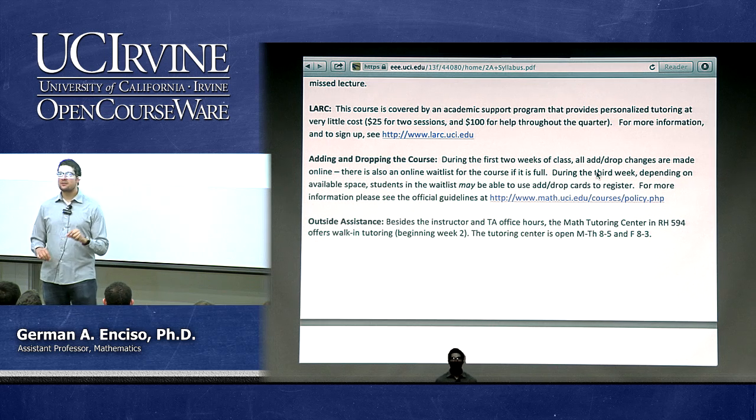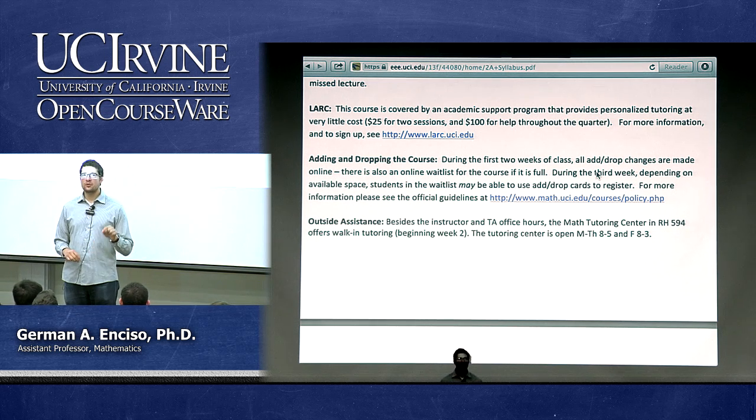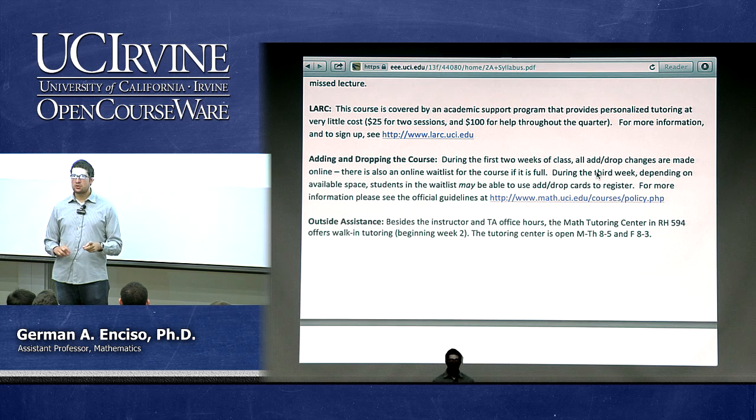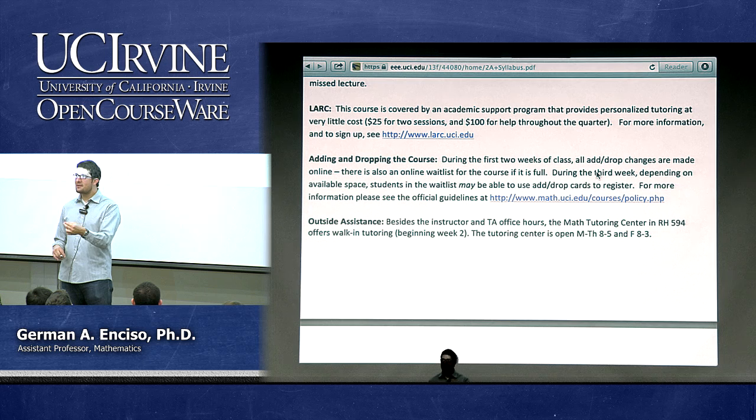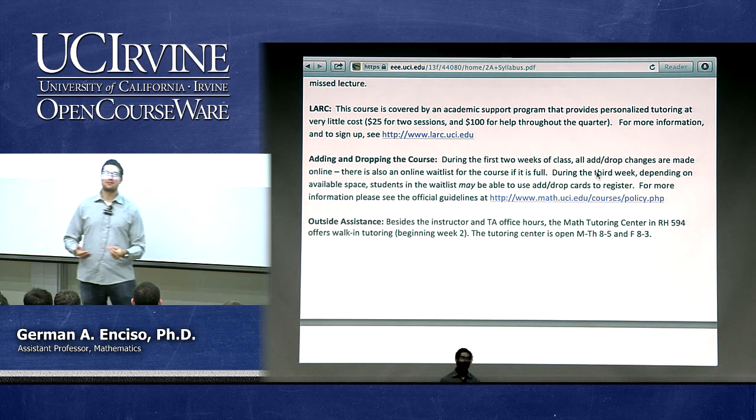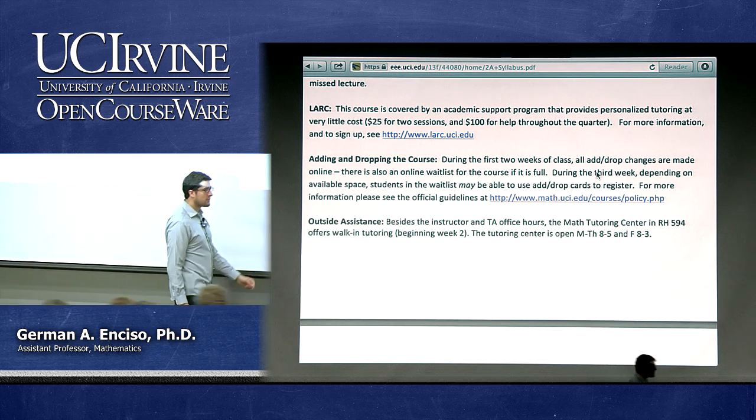There's also something else: the math department has a tutoring center. I'm not sure exactly what the difference is between the two. Probably the tutoring center is more restricted. The tutoring center is free, so you can show up at the math department at a given time and ask questions about the class. That's also available. There's a link to that on the website.